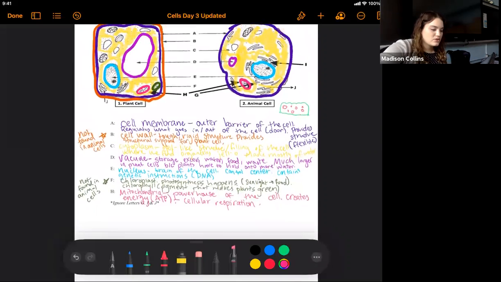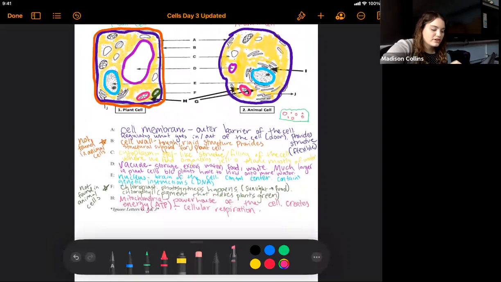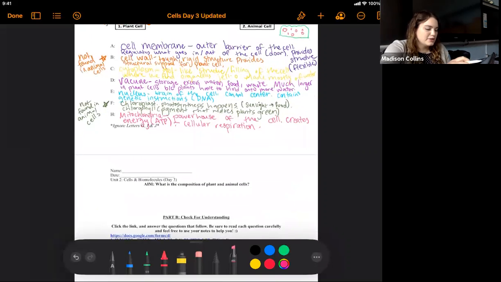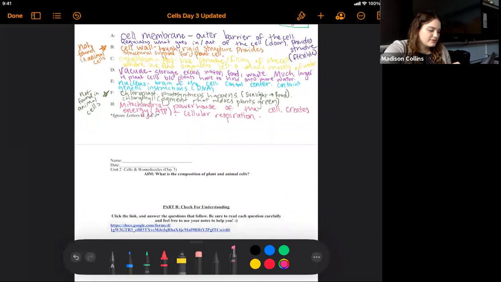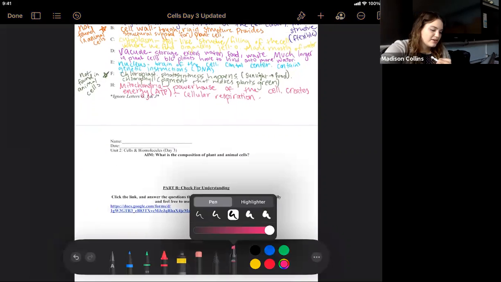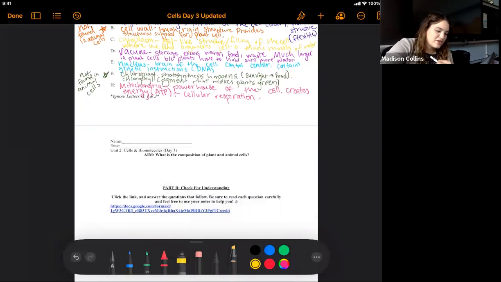All right, so the other ones that I have not gone over, ignore letters G, I, and J. You guys won't need to know those this year. All right, I believe that that's all I have for you today. So using that information, you should be able to tell me, what is the composition of plant and animal cells?